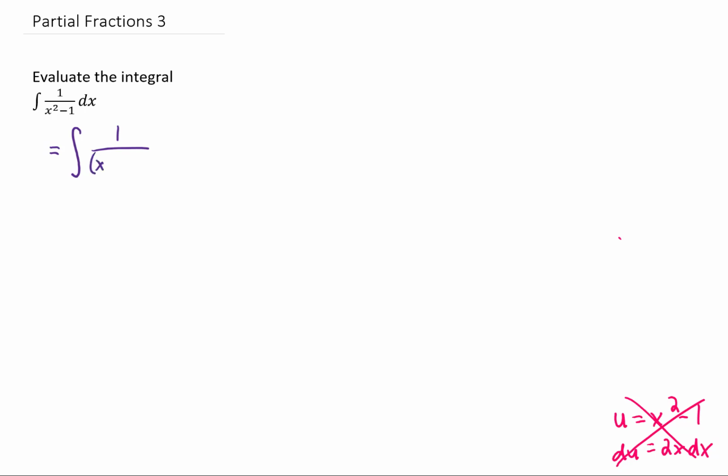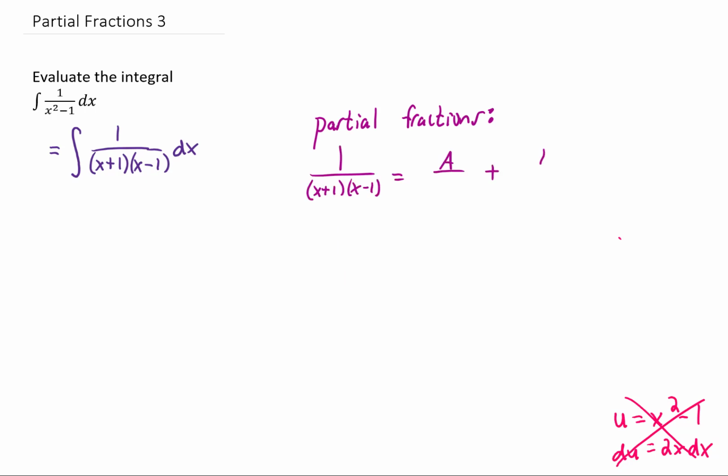It's a difference of squares, and it factors into x plus 1 times x minus 1. In order to integrate this, we need to use partial fractions. Partial fractions says that we can split that denominator into its individual factors. Because both of those factors are linear, we can just put constants in the numerators.